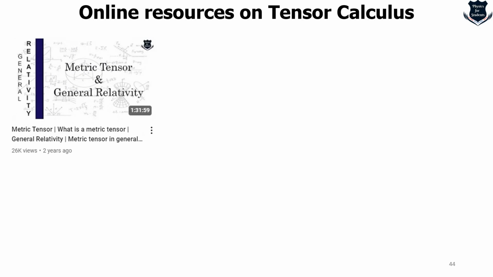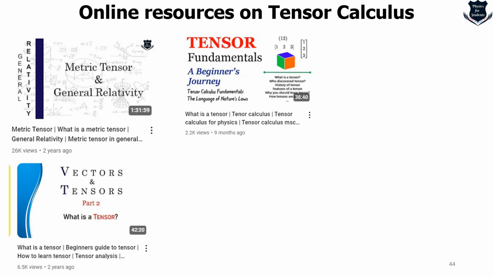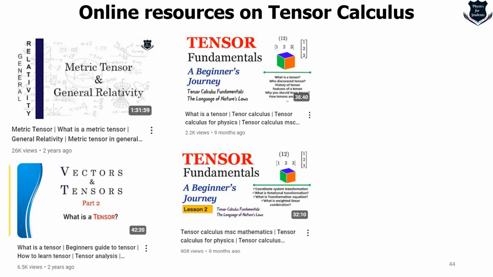You can first go to this video of mine, which is almost 2 years back, metric tensor and general relativity. You will get a complete understanding of the metric tensor and its derivation. You can also look into part 2 of what is a tensor. This is a good video where I've explained very clearly, and these two videos are also good. This year I have done Tensor Fundamentals Lesson 1 and Lesson 2.